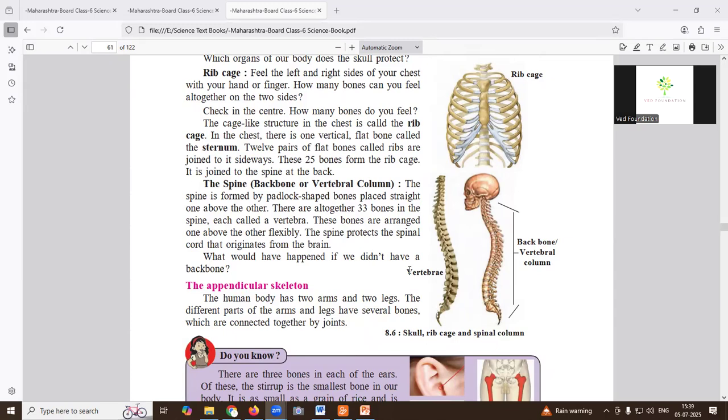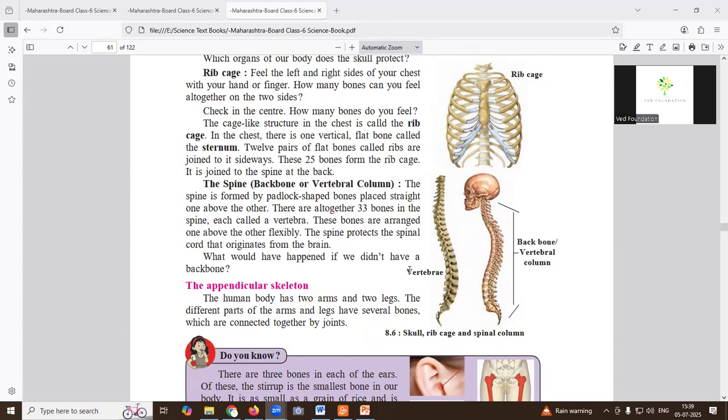So the backbone supports our body, and different activities like standing, sitting, running, holding ourselves upright can be possible because of the flexible backbone.